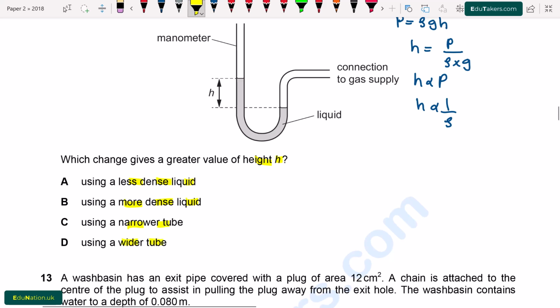So there is only one option where we relate the height with the density. Height is inversely proportional to the density. It means that if the liquid is less dense, then the height will be larger. So from here, only option A is correct.